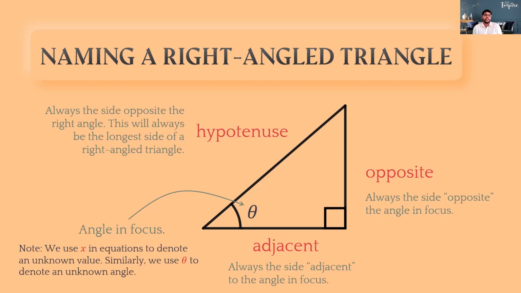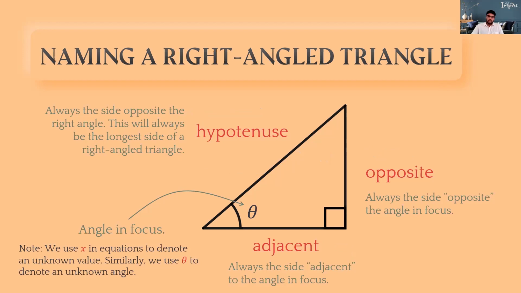Children, remember, if the angle in focus becomes the other angle, the opposite and adjacent will switch, but the hypotenuse will stay the same. So for example, if this becomes the angle in focus, then this becomes the opposite and this becomes the adjacent side. But the hypotenuse will stay the same. Okay, so keep that in mind.